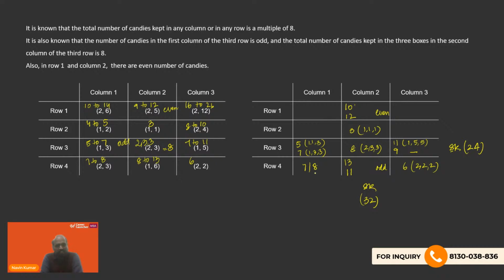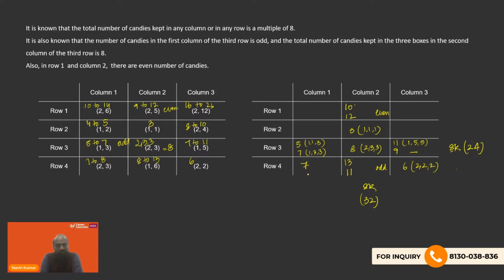What if we take 8? 8 plus 13 plus 6 is odd. 8 plus 11 plus 6 is also odd. That means the only combination we can have over here is going to be a 7. Also, because we need a multiple of 8, which is even, in the fourth row, out of which 6 is already even. So if 13 or 11, they both are odd, that means in row 4 first column, it has to be an odd number. So we can only take 7, we can't take an 8.